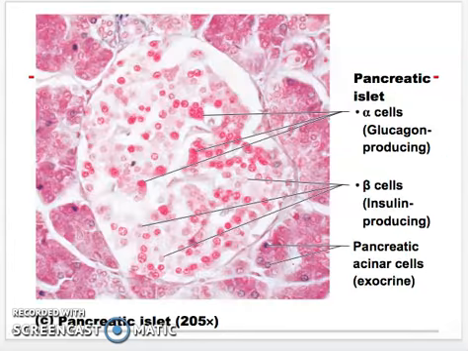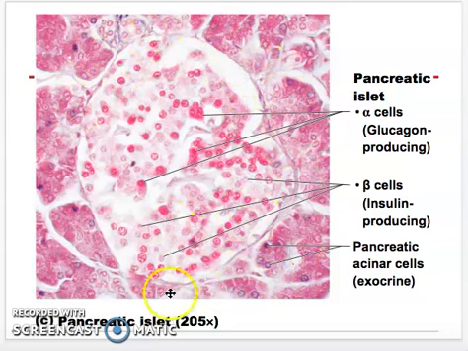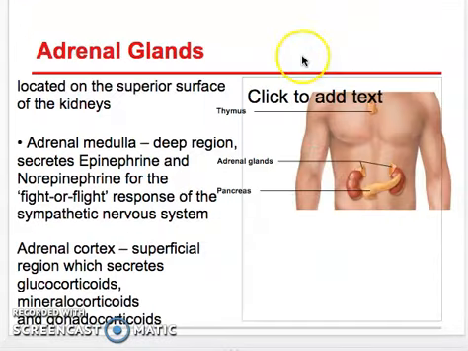Here's a slide of the pancreas so you can see this beautiful pancreatic islet. Doesn't it look like a dreamy vacation spot? It's surrounded by pancreatic acinar cells, and those are exocrine cells. So those are going to produce digestive juices and enzymes.